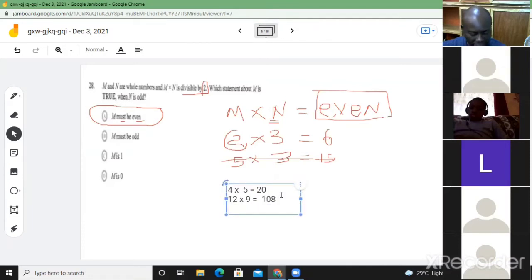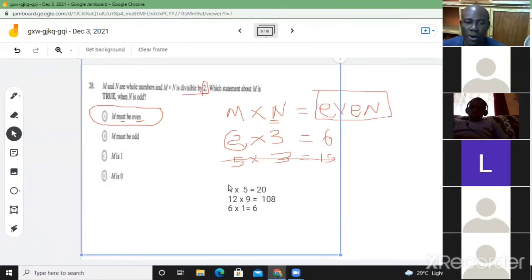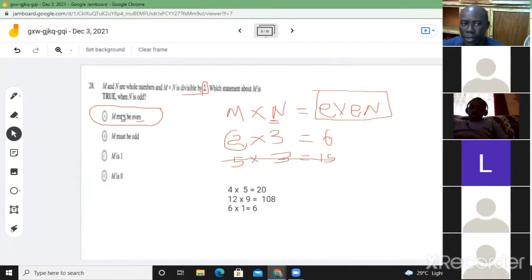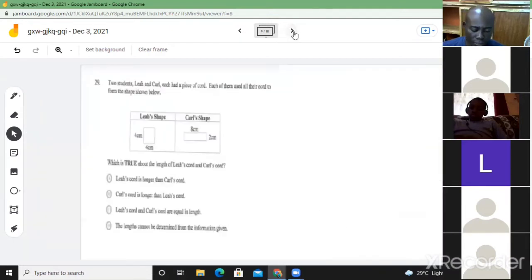And if you try 6 times 1, you still get 6. So we can't stop, because you see that as long as you have an even number and you multiply by an odd number, you will get back an even, which is what we wanted here. So we agree that M must be even. Yes, sir. All right, very good. So you have to take your time when you're going through those.